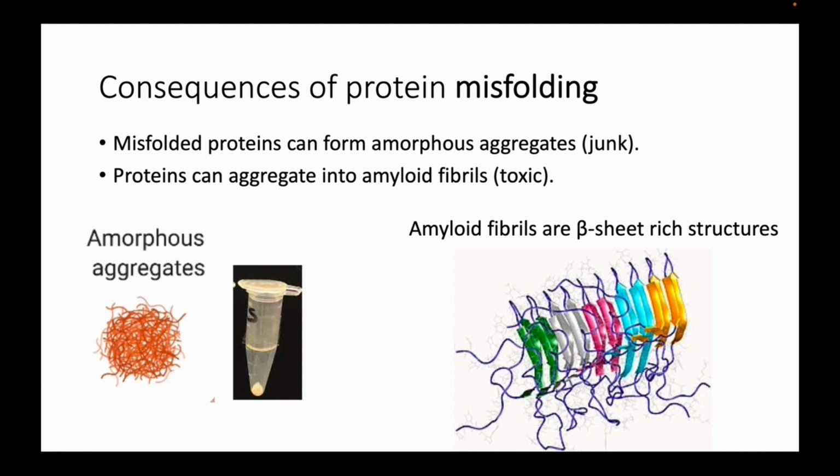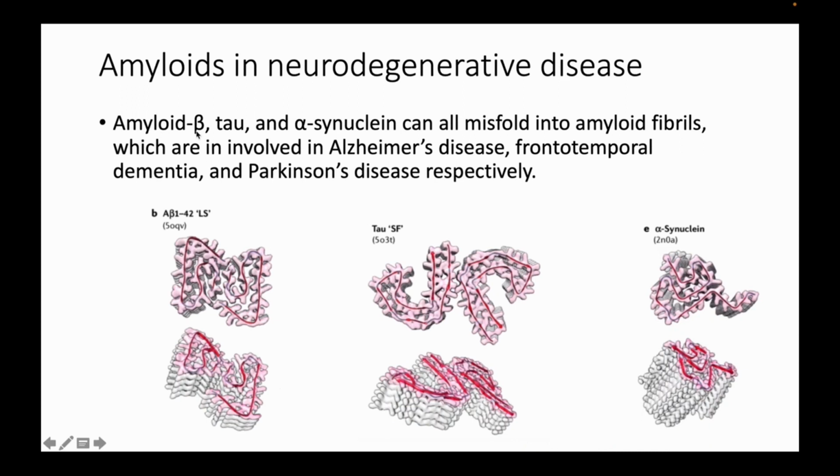You can see it with certain microscopes though. And amyloid fibrils can be toxic to the cell. So for example, the proteins amyloid beta, tau, and alpha-synuclein, they're all intrinsically disordered proteins, or they have portions of them that are intrinsically disordered. They all have the potential to misfold into amyloid fibrils. And amyloid beta is involved in Alzheimer's disease. Tau is involved in both Alzheimer's and frontotemporal dementia, and alpha-synuclein is involved in Parkinson's.